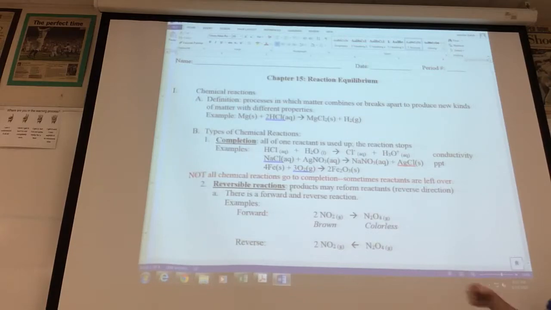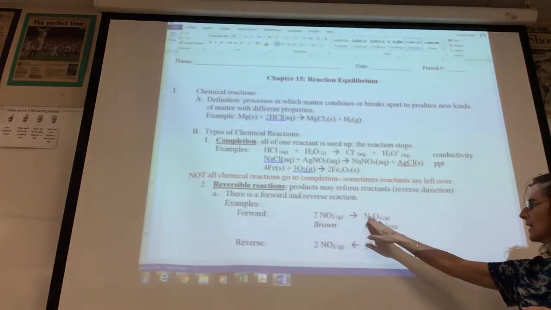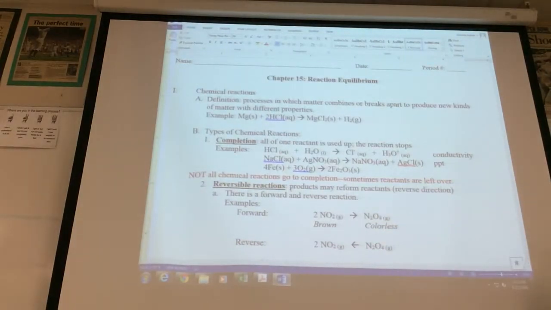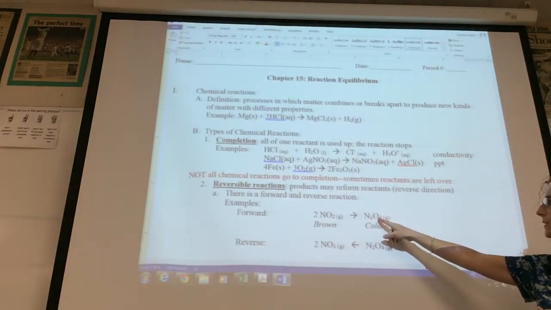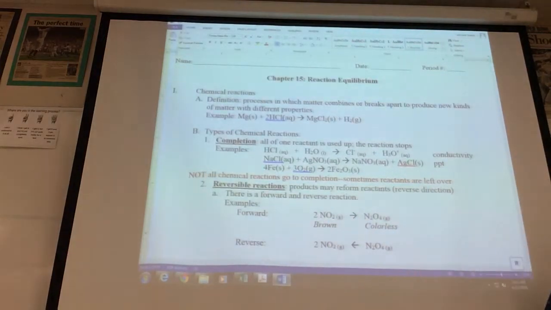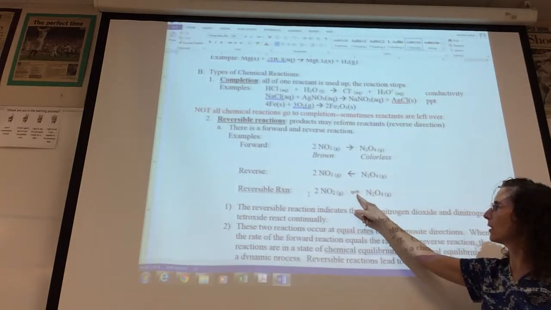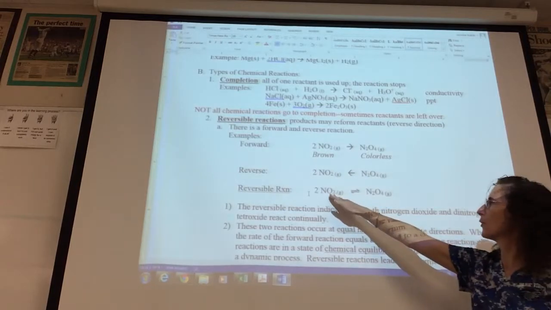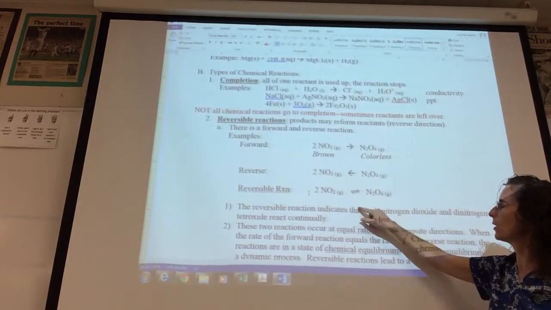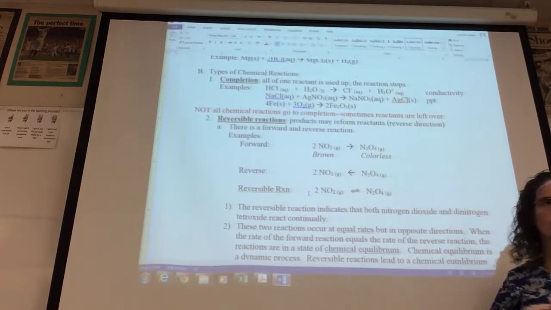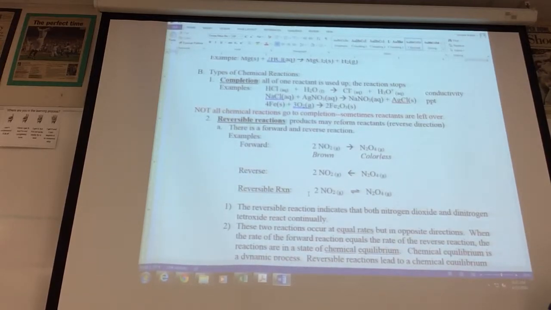It reacts with itself to generate the colorless gas, dinitrogen tetroxide. This colorless gas can react with itself and reform nitrogen dioxide. So that's the reverse reaction, and you can see this by looking at a change in color. And so instead of writing the two reactions twice, what we do is we just write it with this double arrow, where you're looking at the forward reaction, the front arrow or the top arrow, and the reverse reaction shown here. That is a reversible reaction.